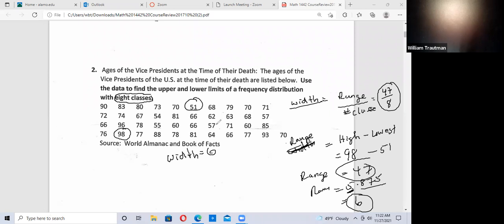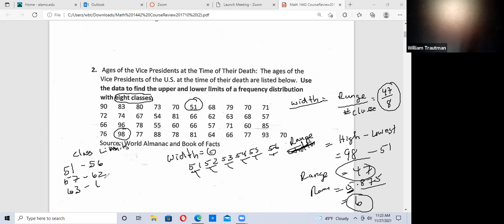Okay, so now all we're doing is finding our class limits. You always start off with the lowest number, which is 51. And then we need 6 numbers in our class: 51, 52, 53, 54, 55, and 56. 1, 2, 3, 4, 5, 6. So this goes from 51 to 56. We have 6 numbers in our class. So the next class would be the next number, 57, and it would go to 62. The next class would be 63, and it'd go to 68.